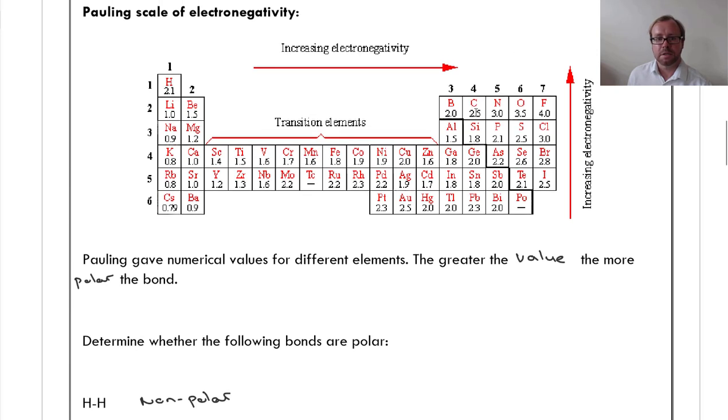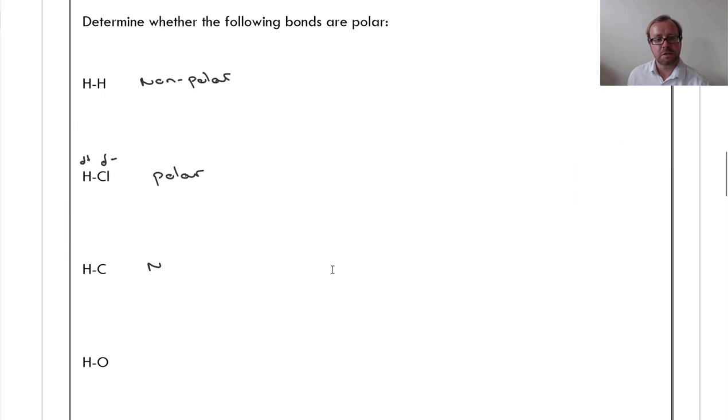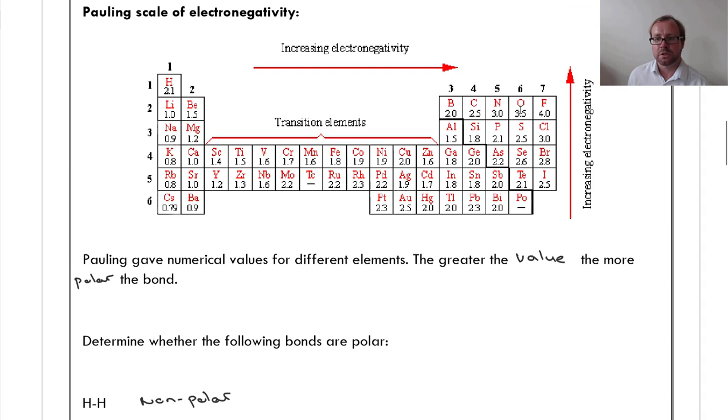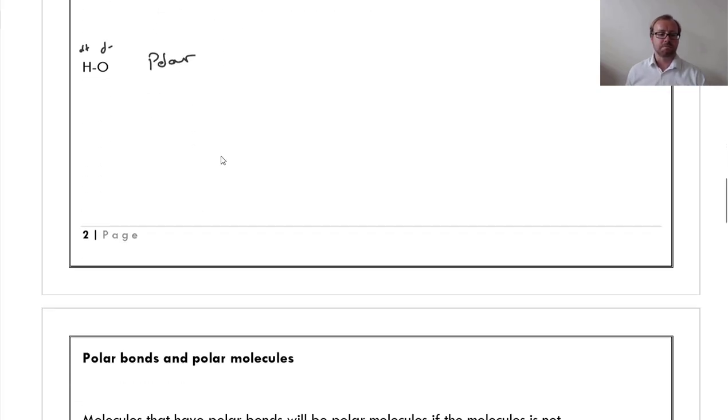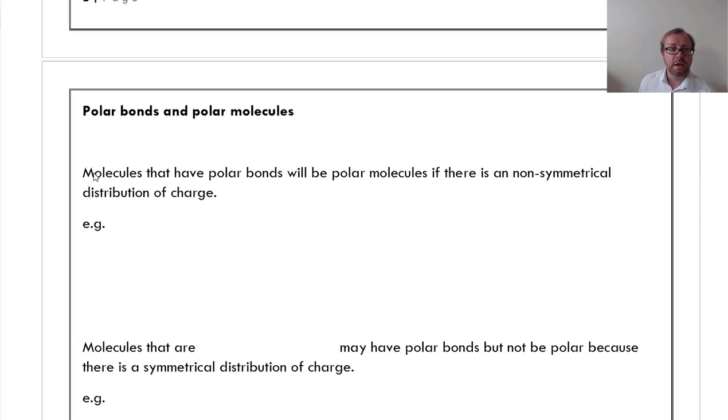Carbon is not particularly electronegative, nor is hydrogen, so this remains non-polar. And oxygen and hydrogen: oxygen is electronegative, hydrogen is not, therefore we have a delta negative and a delta positive, and we have a polar bond. Okay, and this is just a quick look at polar bonds and polar molecules.